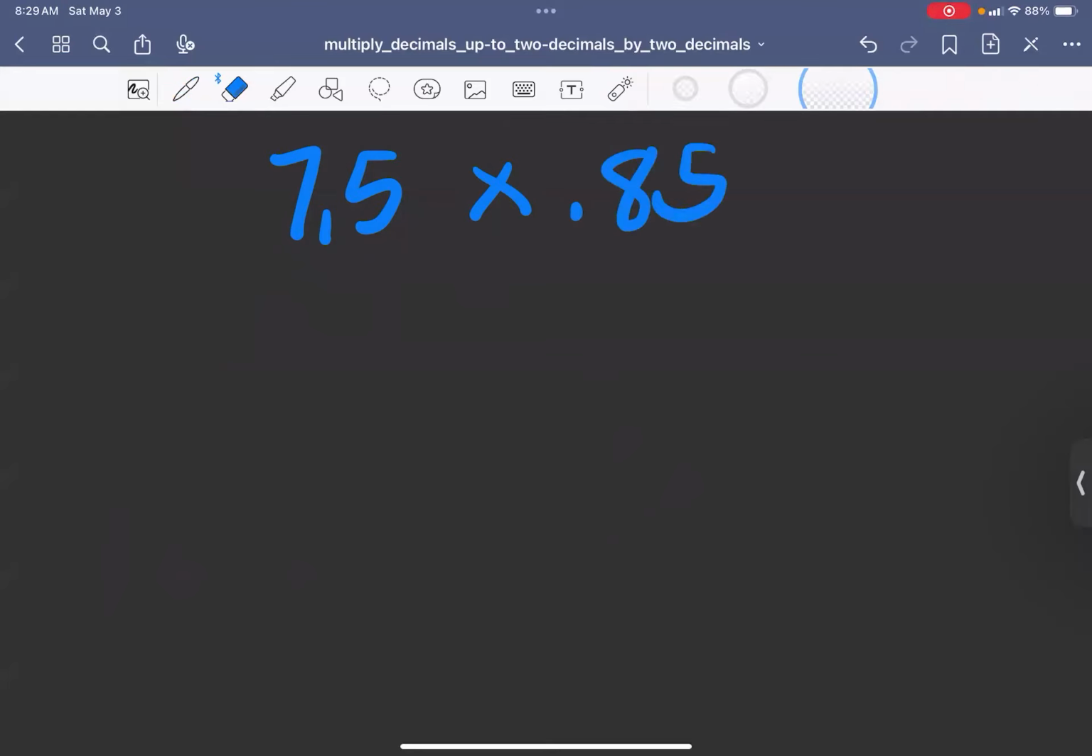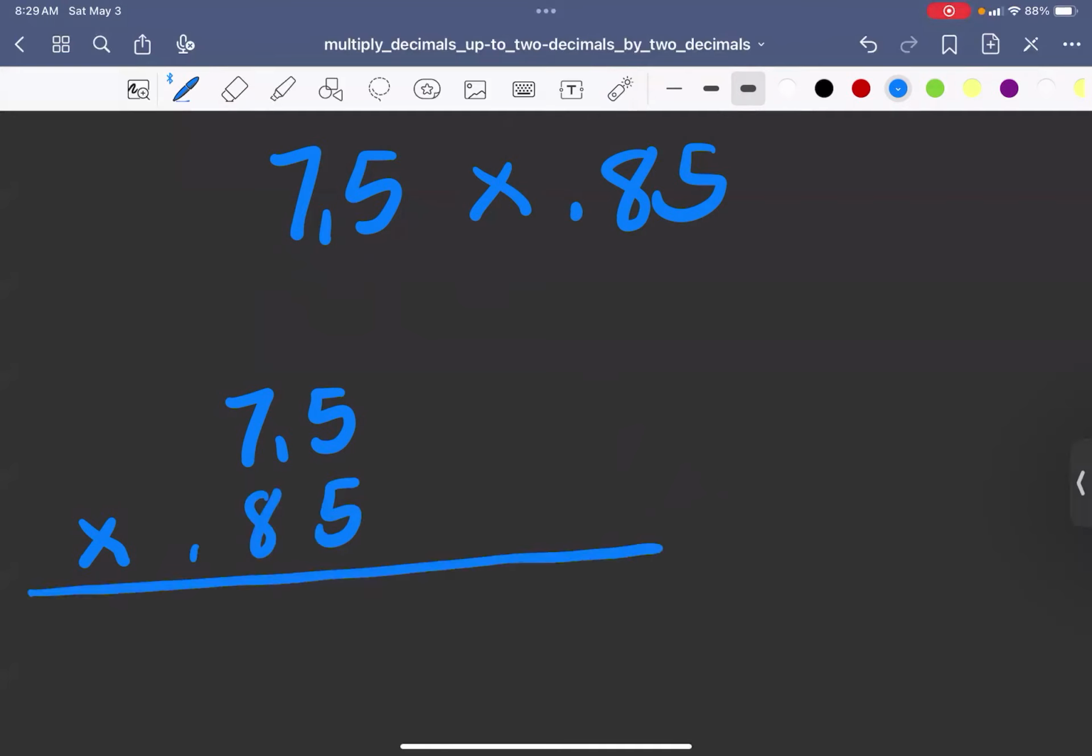Let's say we have 7.5 times, let's write it up here first. 7.5 times 0.85. So now I'm going to line it up vertically. I'm just going to line them up as usual. Then on this side, I'm going to look and see how many times the decimal was moved. So the decimal was moved 1 time here. The decimal was moved 2 times here. So in my final answer, I'm going to move the decimal a total of 3 times.